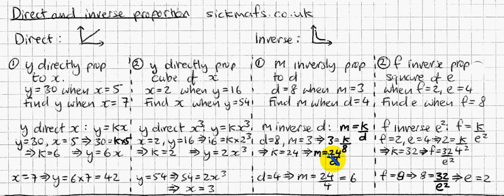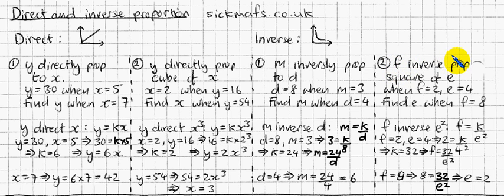So, M equals 24 divided by D, and what do we need to do? We want to work out what M is when D equals 4. So replace the D with a 4, and we get M equals 24 divided by 4, which is 6. M is 6 when D is 4. That's pretty easy.